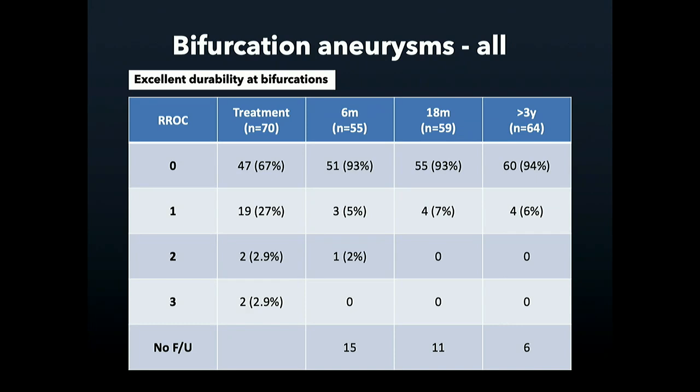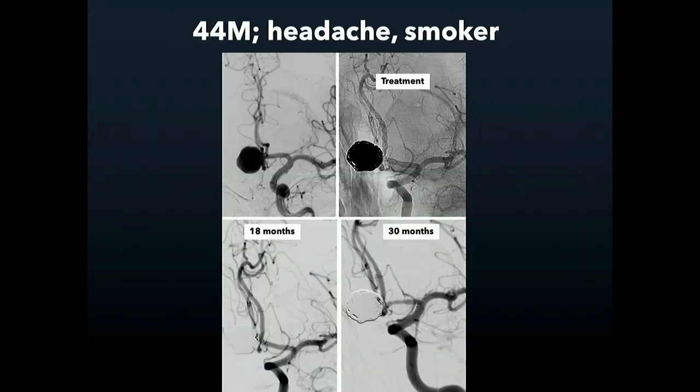We also had very good durability at bifurcations, so 94% occluded beyond 3 years, and all of them really safely occluded. The remainder are all Raymond-Roy 1 at 3 years.